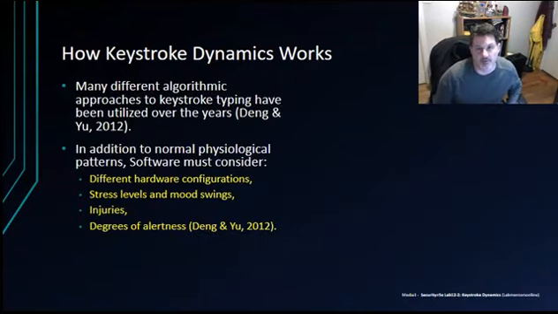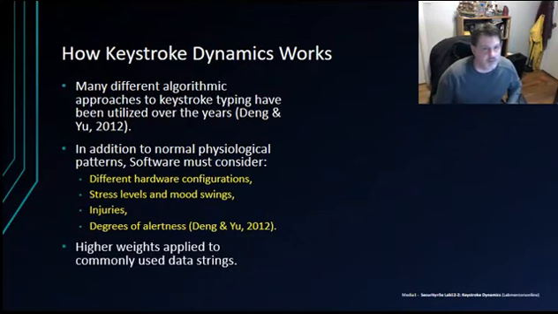Many different algorithmic approaches to keystroke typing have been utilized over the years. Algorithms must consider not only the user's physiological patterns, but also must account for variations caused by variable factors such as differing hardware, stress levels, mood swings, injuries, and even the degree of alertness of the user. Algorithms may be offset by some of this instability by applying more weight to frequently used word sets and character strings, which show higher consistency rates.